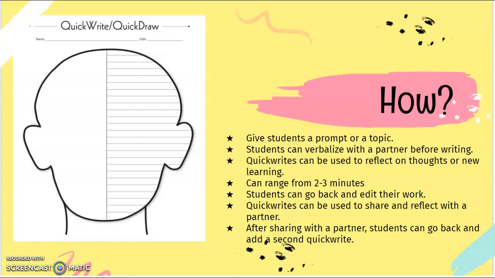ideas flowing. Quickwrites can be used to reflect on thoughts or new learning, and the timer can range from 2 to 3 minutes. If you think that your students may need less time or more time, you can adjust it as needed. Students can go back and edit their work if you choose to do that. Quickwrites can also be used to share and reflect with partners after they've done the writing. And another thing that you could add into the Quickwrite strategy is that they can go back and add a second Quickwrite after they have shared the first one with their partner.